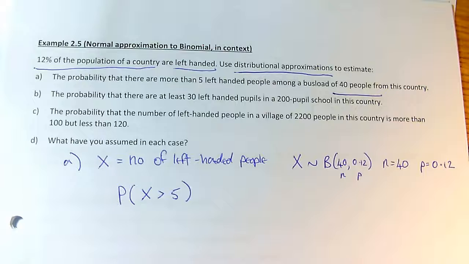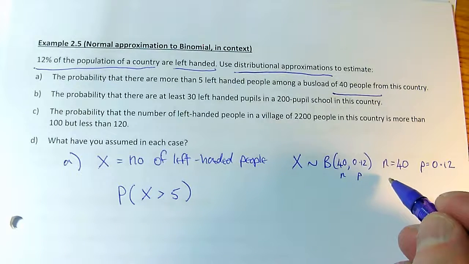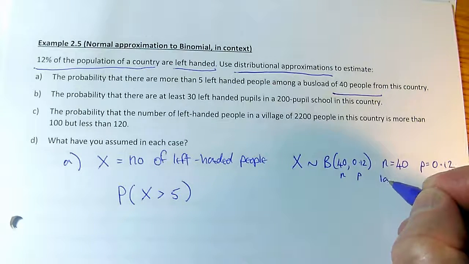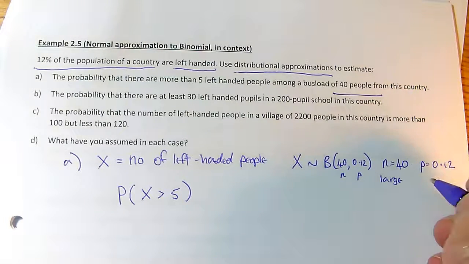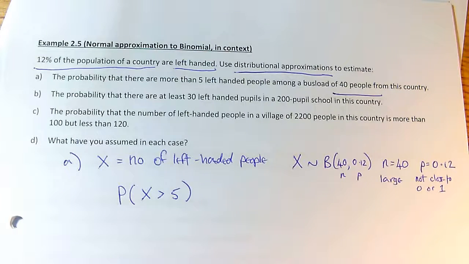So I've got to think about what kind of approximation. Well, n, which is 40, is good enough, that's large. And p, 0.12, well, that's not particularly small. So this is not too close to 0 or 1. So this is not close to 0 or 1. So we're going to be using a normal approximation.